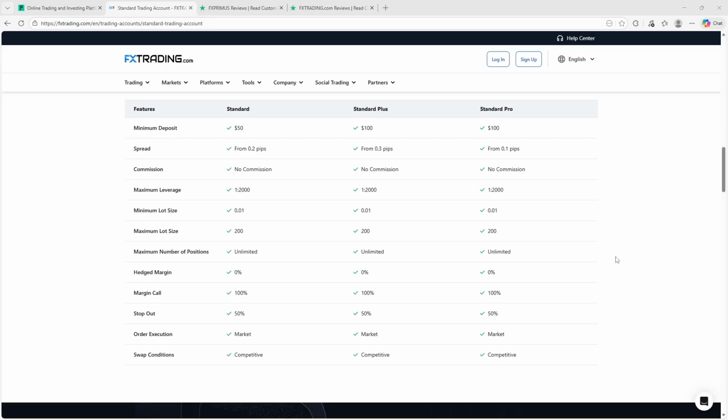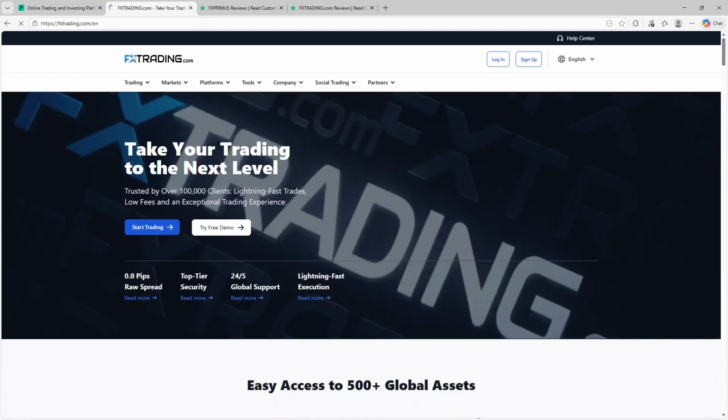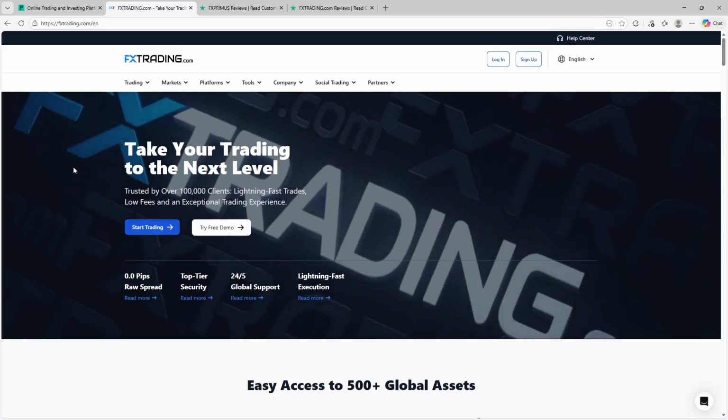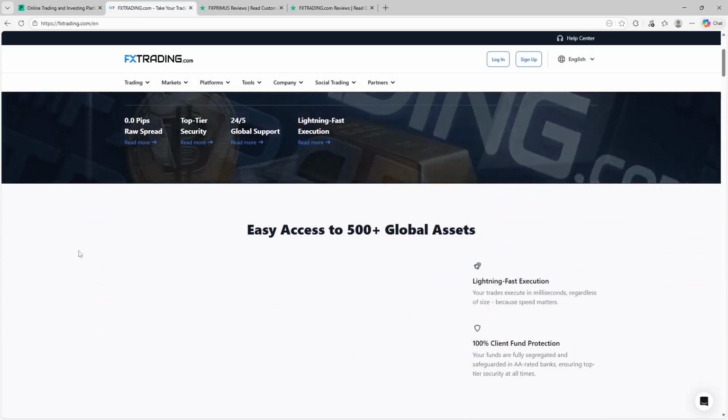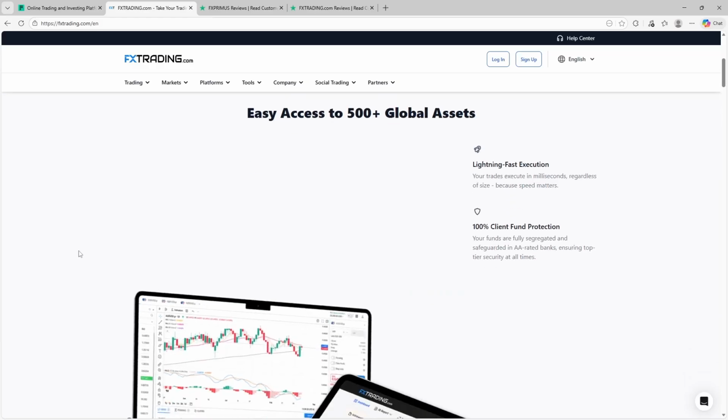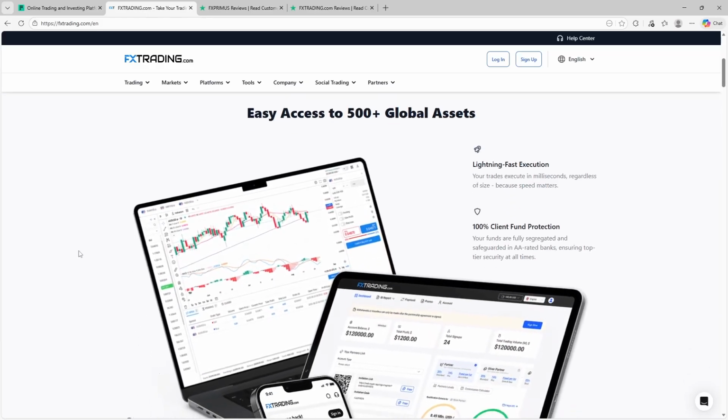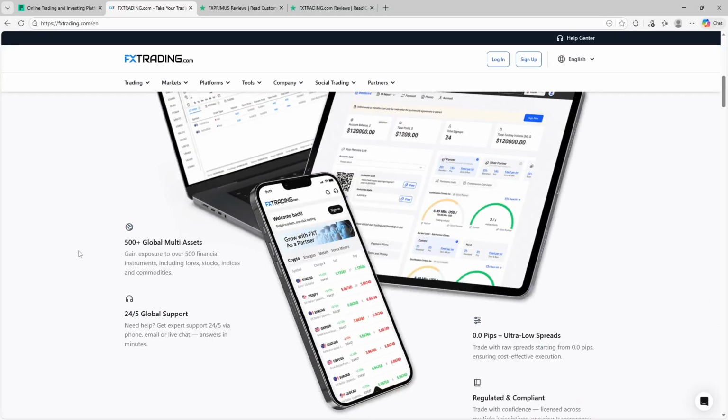Leverage remains high across all account types, giving traders flexibility to deploy capital aggressively, though disciplined risk management becomes essential at elevated exposure levels. Platform support is broad and deliberately familiar. FXTrading.com supports both MetaTrader 4 and MetaTrader 5 across desktop and mobile, with full expert advisor compatibility, hedging support, and market execution backed by deep liquidity.